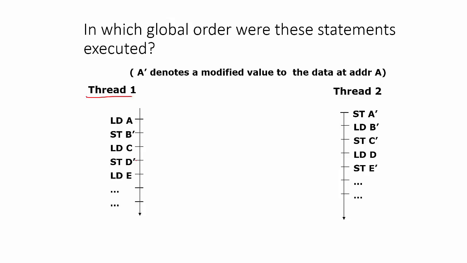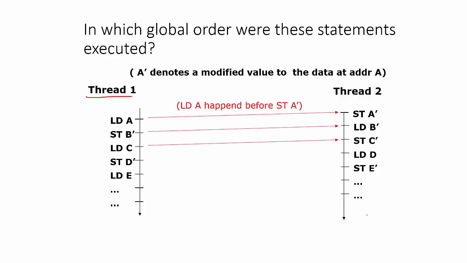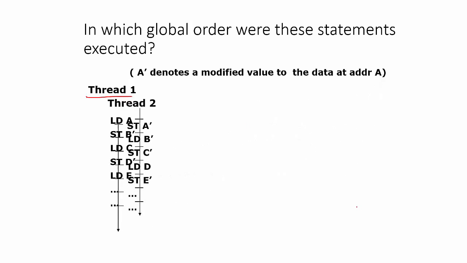And then if you look at how they appear to happen, we say, for instance, that load A here happened before the store A here. So load will get an older value and the store will store a new value. And then this can be done between all pairs of loads and stores of thread 1 and thread 2. And at the end, we will have a global order.